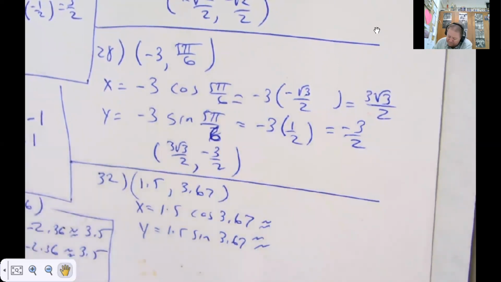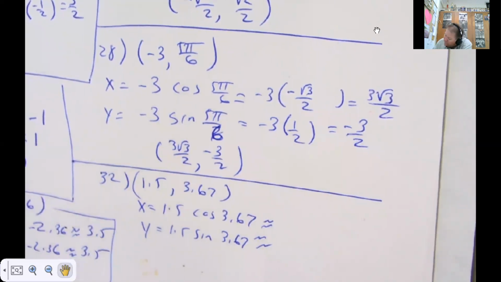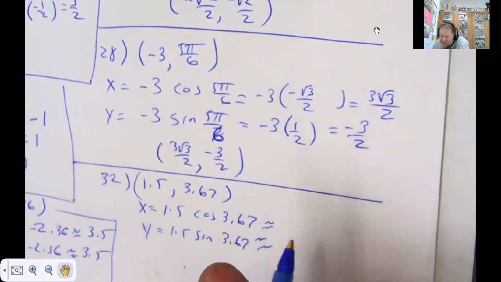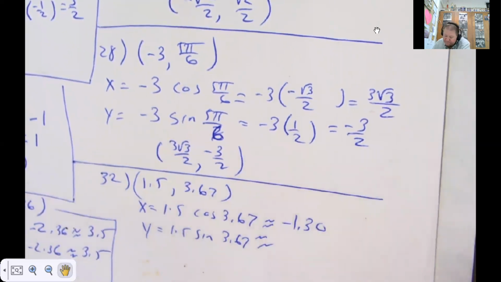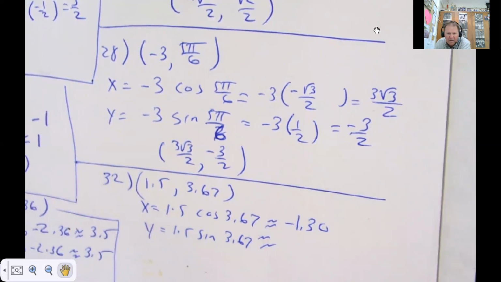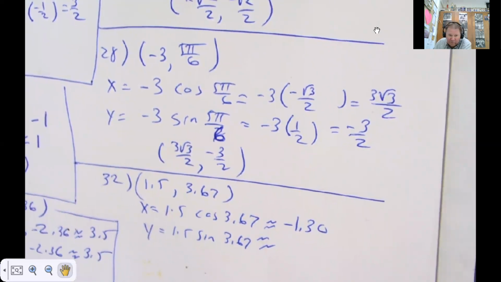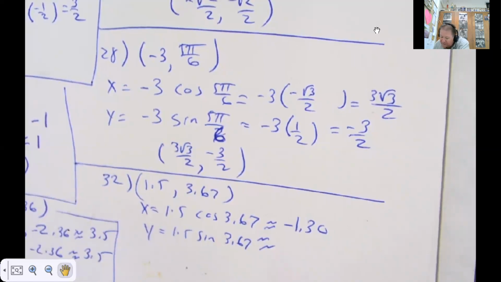And here we go. Am I in radian mode still? I am. 1.5 times the cosine of 3.67, and I'm getting negative 1.30. I'll go 2 decimal points. And the other one is 1.5 times the sine of 3.67 radians, and I'm getting negative 0.76.